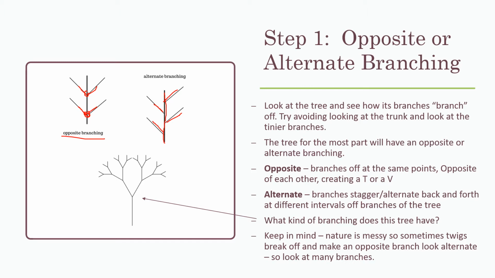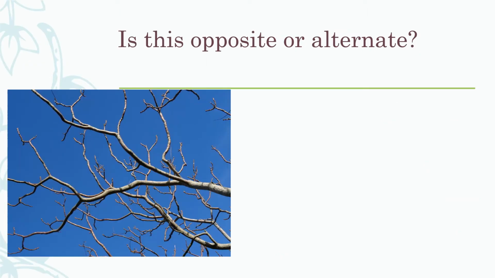Therefore, it's alternate. All right, so now I'm going to ask you guys on your Edpuzzle to figure out what the branching type of this tree here is. Keep in mind that nature is messy when you're actually looking at your tree. Sometimes twigs break off and make opposite branches look alternate, so look at many branches when you're looking at your tree. But for this simplified little tree drawing, it should be pretty easy to determine if it's opposite or alternate. Why don't we get a little more practice? I want you to take a moment on your Edpuzzle to figure out if this tree branching is opposite or alternate.